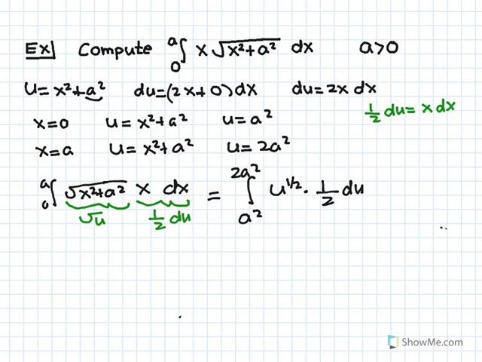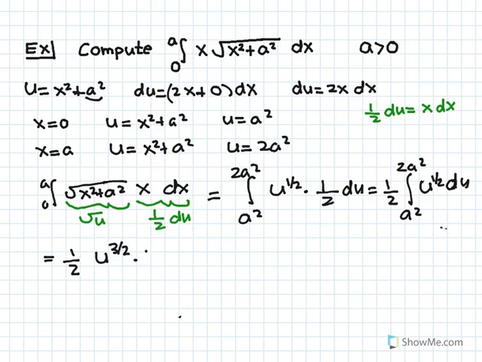1/2 is a constant, passes through the integral, and we get 1/2 the integral from a squared to 2a squared of u to the 1/2 du. Reversing the power rule, we're going to get u to the 3/2, adding 1 to the exponent. 1/2 plus 1 is 3/2. Divided by 3/2 is equivalent to multiplying by 2/3. And evaluated from a squared to 2a squared.